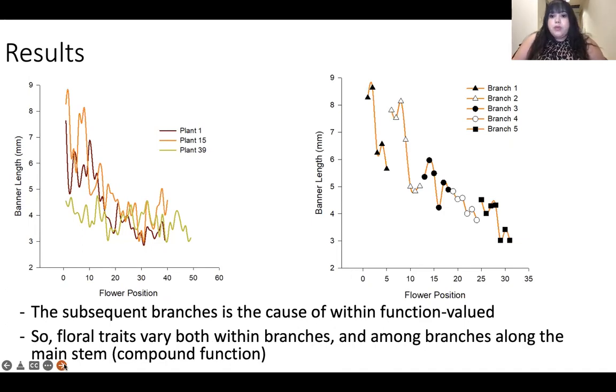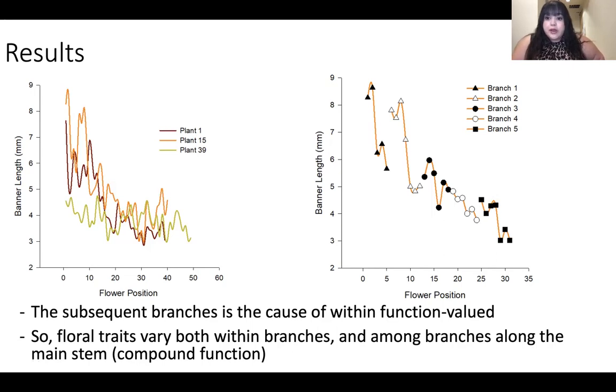So this compound function value trait creates a gradient within a gradient. There are patterns within the branches as well as along the branches. There is a definite decline in the banner length and a lot of variation within that decline, as can be seen here with the noise along this graph.